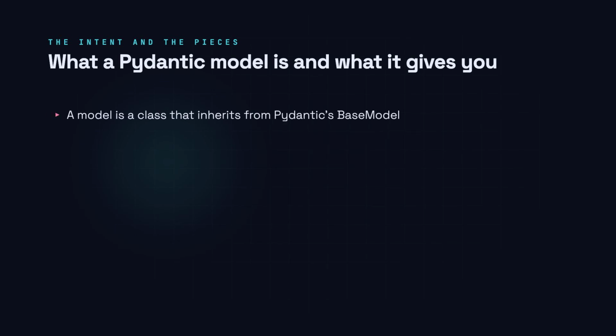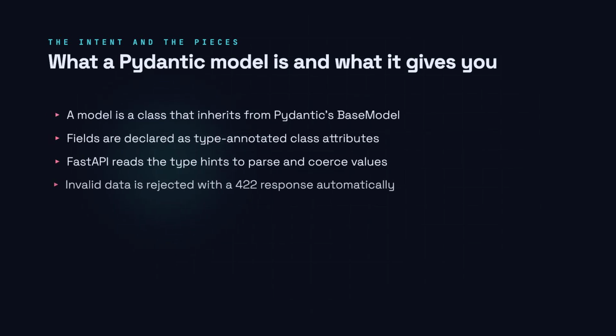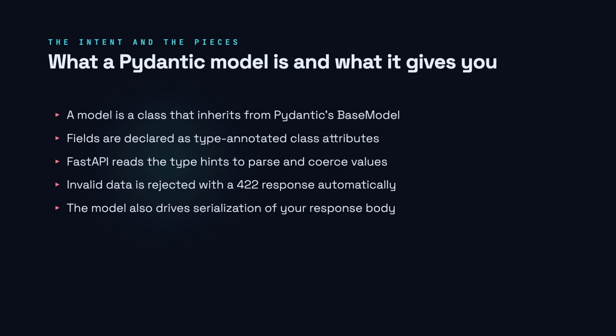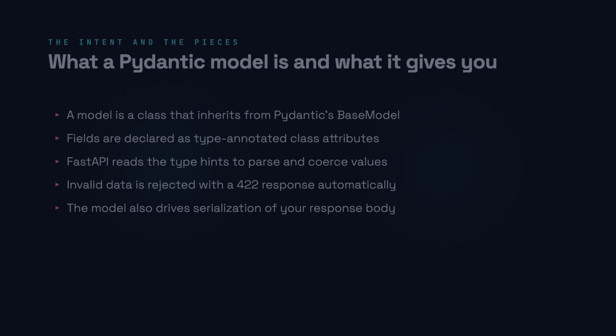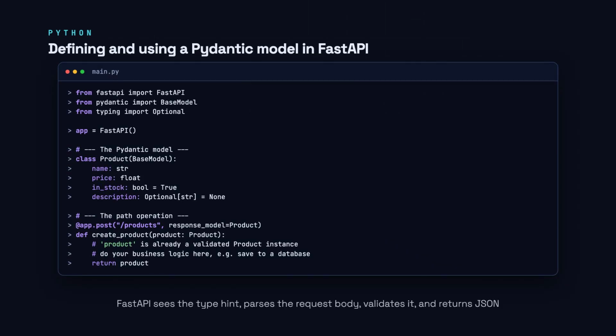Pydantic is a separate library. FastAPI depends on it heavily. You create a model by subclassing BaseModel and listing your fields with standard Python type hints. Pydantic reads those hints at class creation time and builds a validation schema from them. FastAPI then uses that schema in three directions: parsing the incoming request body, validating its contents, and serializing your return value back to JSON. We import BaseModel from Pydantic and FastAPI from FastAPI.